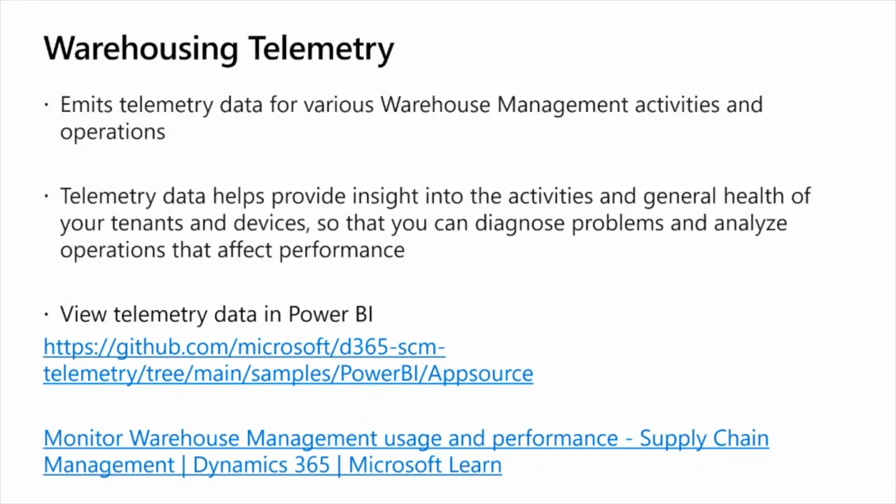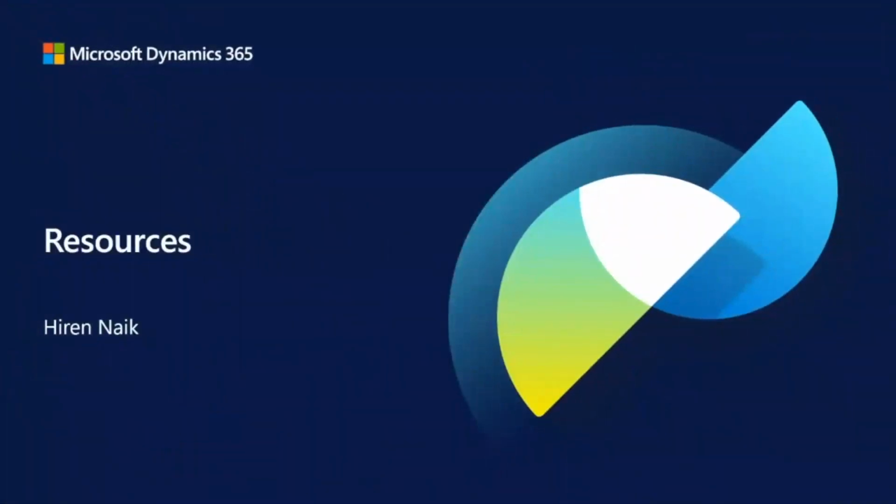Application Insights is not available in all geographies. For example, it's not available in the Mooncake geography or the China region. So I have provided a link to the docs article for more details about this feature and how you can enable it, and the GitHub site where we have a sample Power BI report which you can use to view the telemetry data. So that is all I wanted to cover as part of this tech talk.